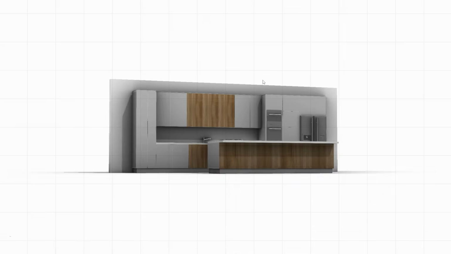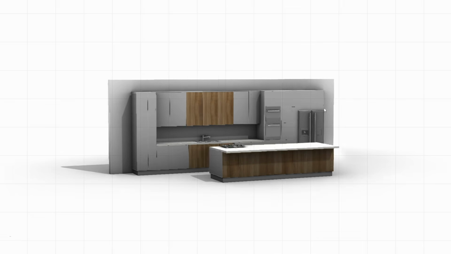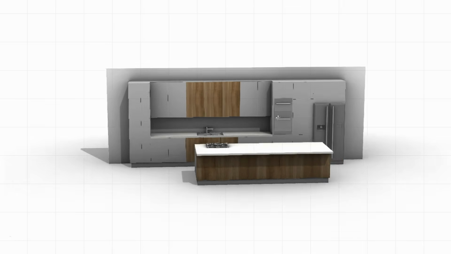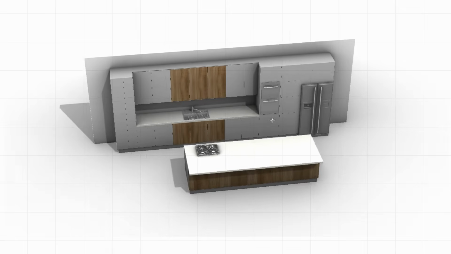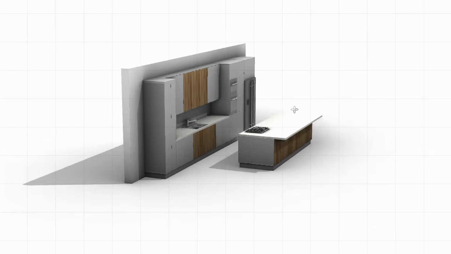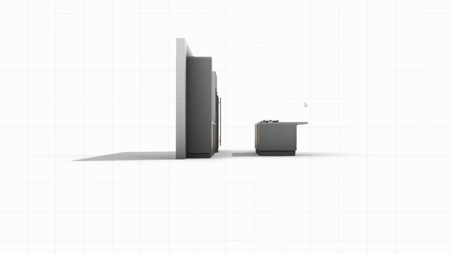Now we move on to the cabinet details, where the kitchen starts to look more realistic and professional. Base cabinets typically have a depth of 60 to 65 centimeters, providing enough space for the sink, plumbing, and countertop workspace.